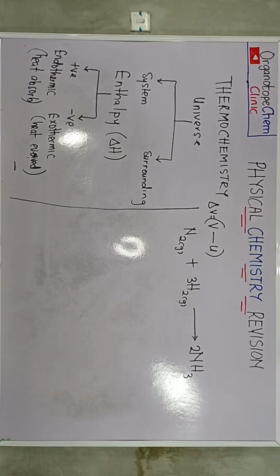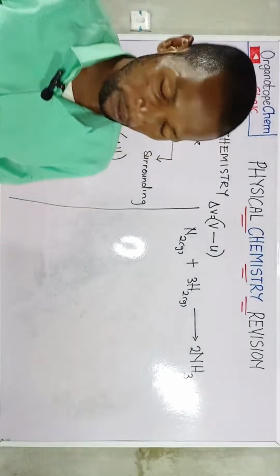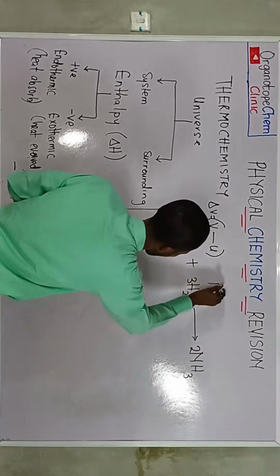So the formation of ammonia is called what process? I need your response so that we can move on. We still have organic class today. The process is called Haber process. The process is called what? Haber process. Formation of ammonia is the Haber process.